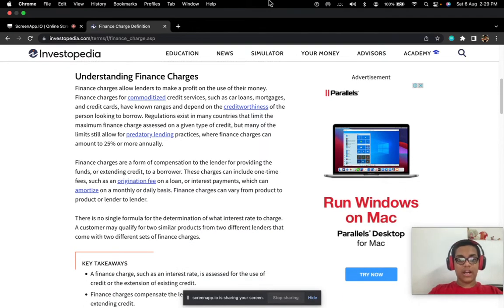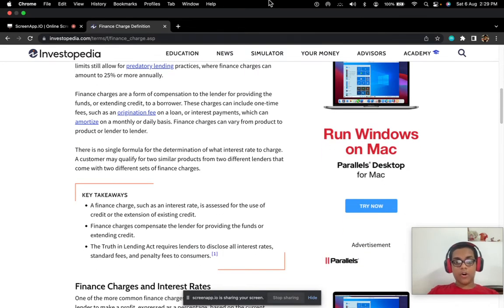Understanding finance charges. Finance charges allow lenders to make a profit on the use of their money. Finance charges for commoditized credit services such as car loans, mortgages, and credit cards have known ranges and depend on the creditworthiness of the person looking to borrow. Regulations exist in many countries that limit the maximum finance charge assessed on a given type of credit, but many of the limits still allow for predatory lending practices where finance charges can amount to 25% or more annually.